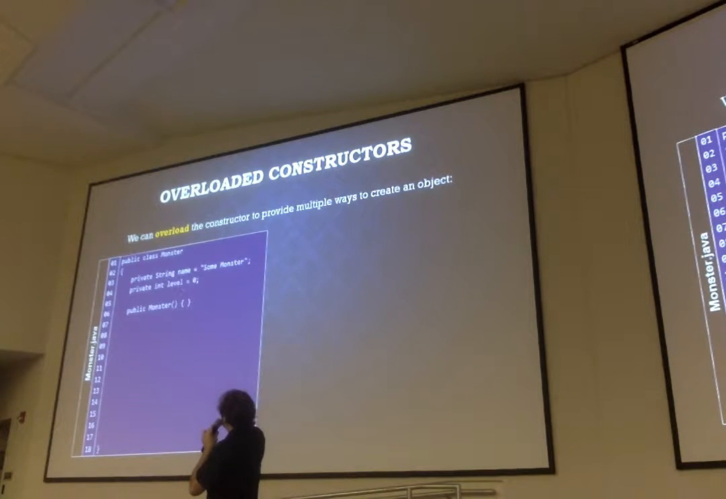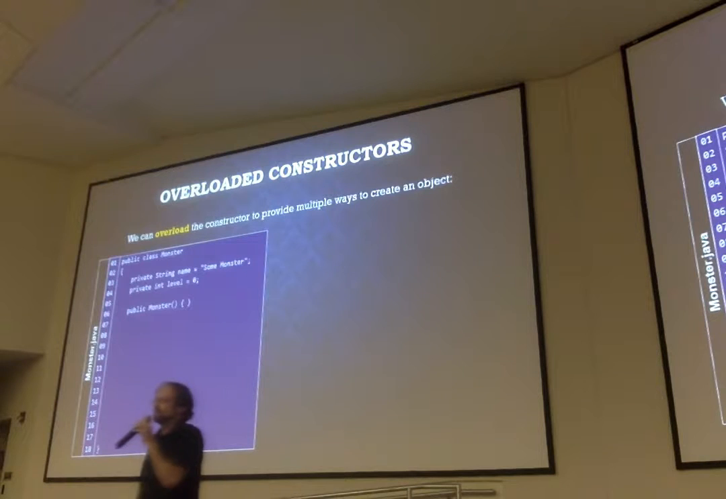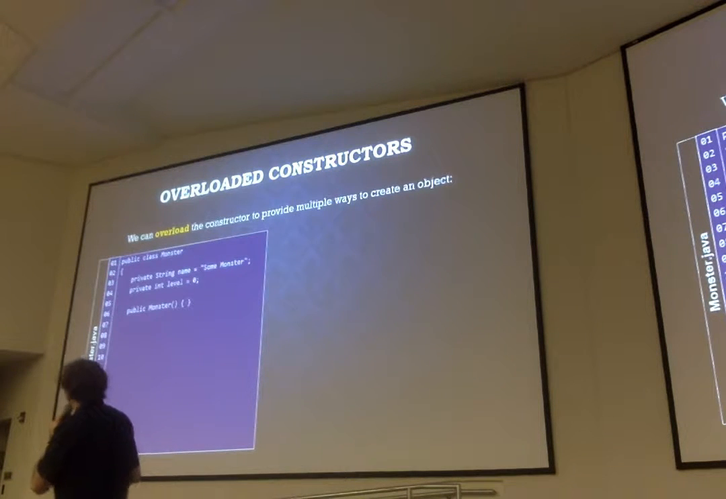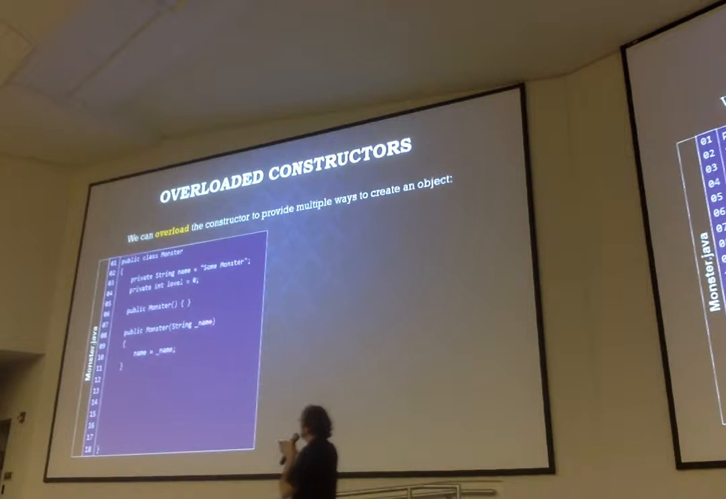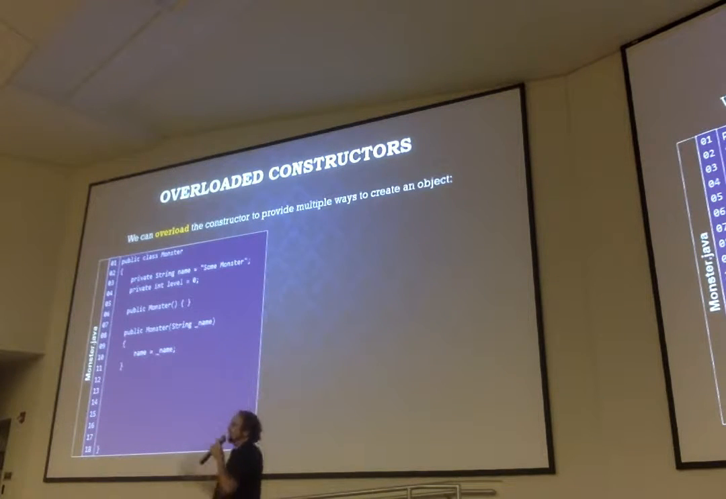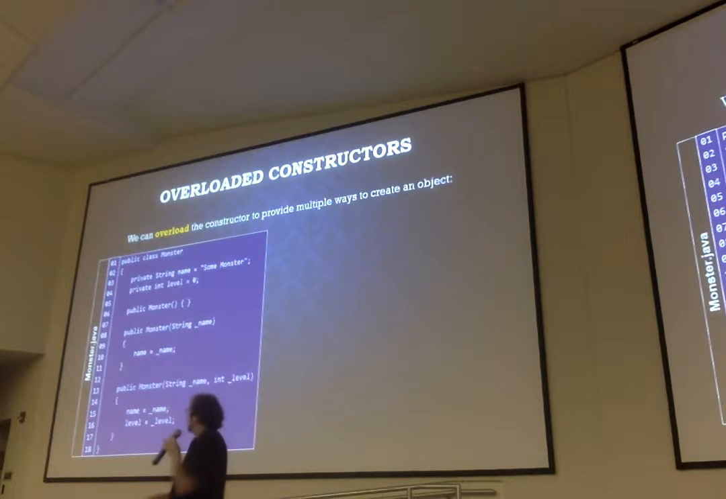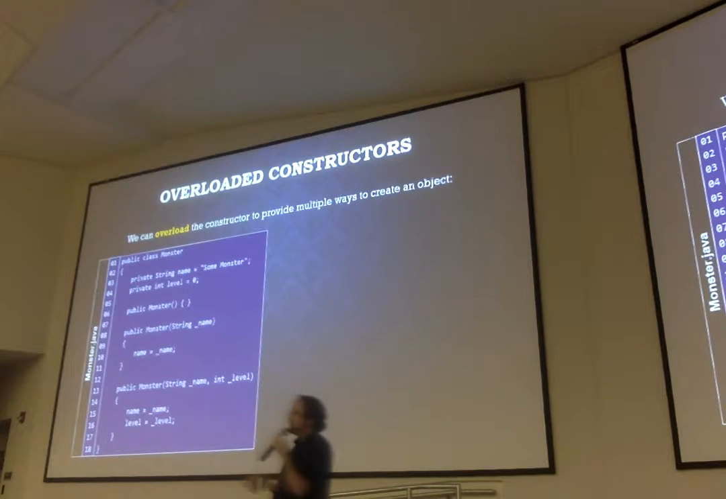Open curly brace, close curly brace. That's an empty method, so that's a default constructor. But I could also have one that just takes a name. If I have one that just takes a name, then I can change the name, but it'll still initialize the level to 0.